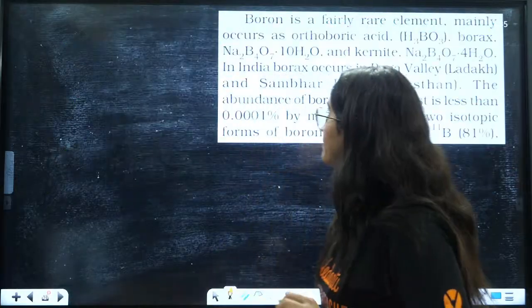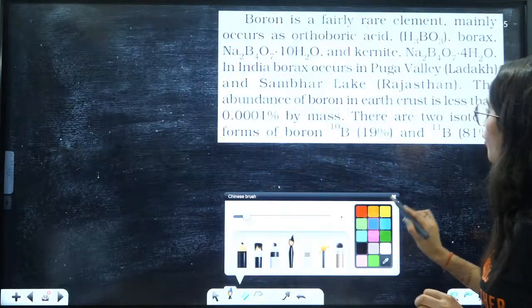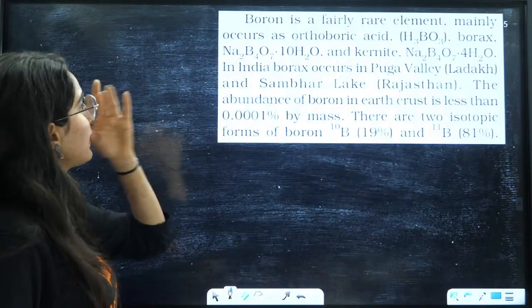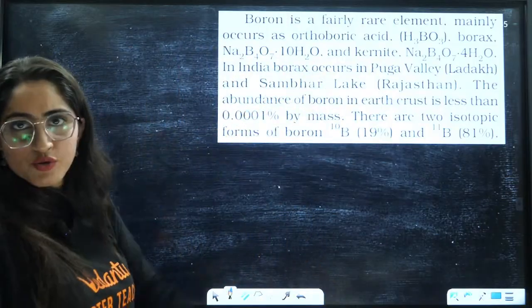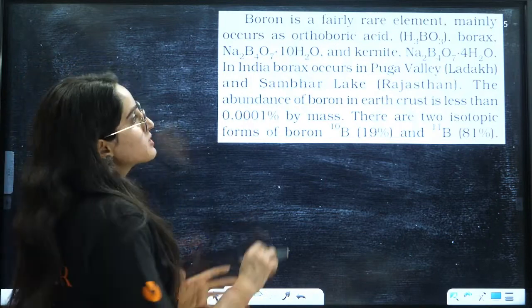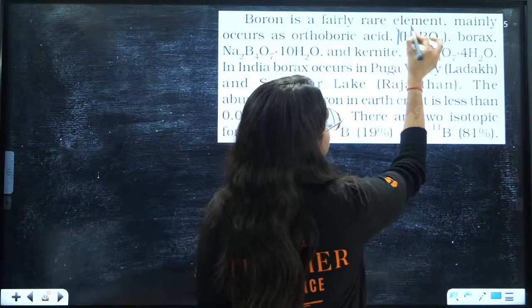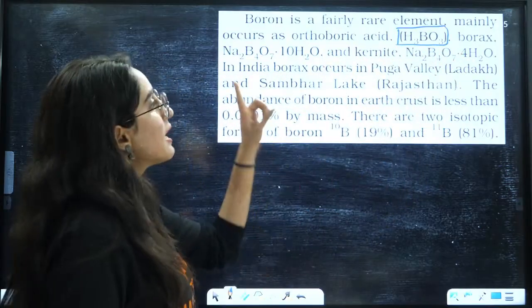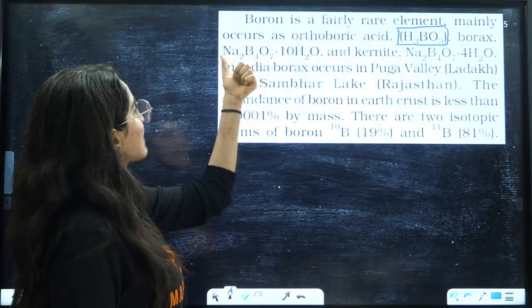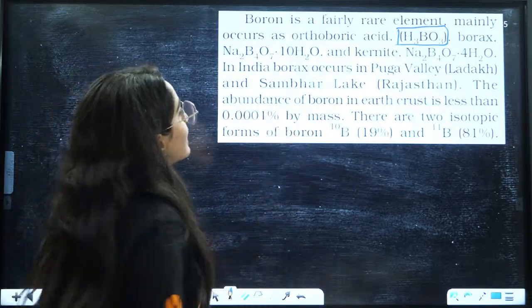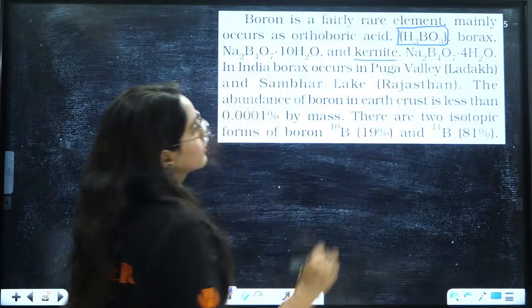Next, boron is a fairly rare element, mainly occurring in orthoboric acid. These are some of the very, very important compounds in your syllabus. Do we need to study orthoboric acid? Yes, this is a very important acid, H3BO3. Borax is Na2B4O7.10H2O. Then we have kernite.